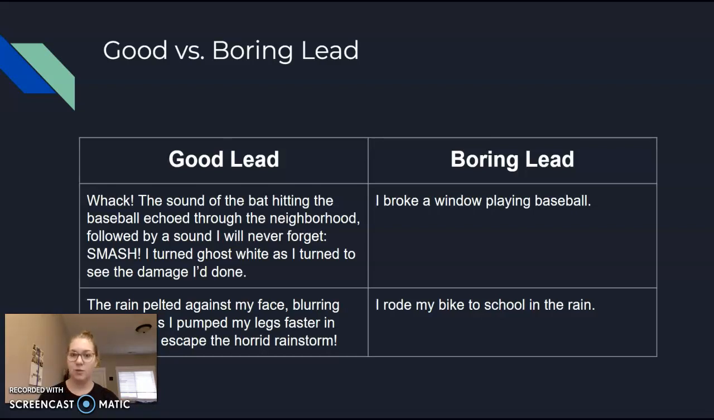Another example of a boring lead would be, I rode my bike to school in the rain. Okay, how was it, I guess? There's not much to say about that. Whereas, the rain pelted against my face, blurring my vision as I pumped my legs faster in attempts to escape the horrid rainstorm. It gives a little more imagery, and it just makes the reader want to keep reading because you set up this idea that you're going to continue this throughout the rest of your story.